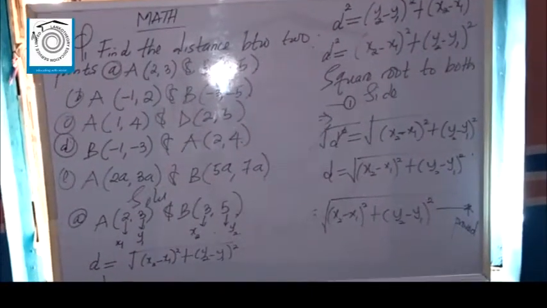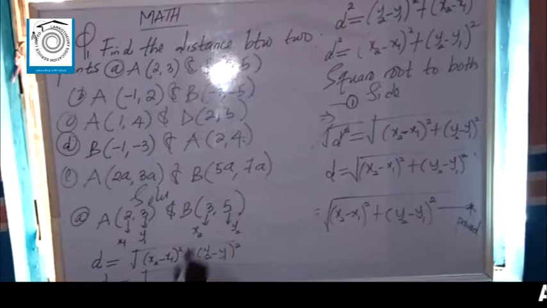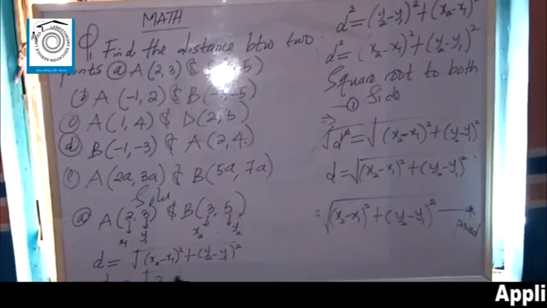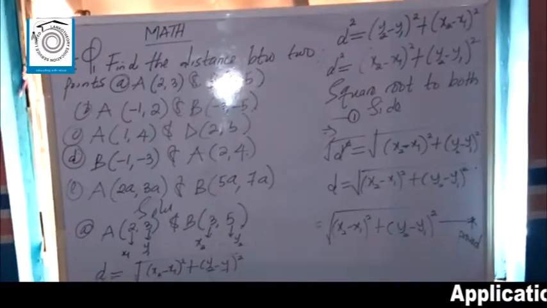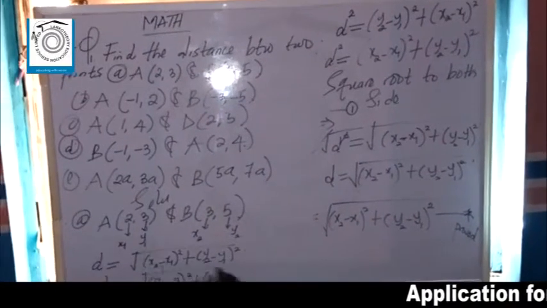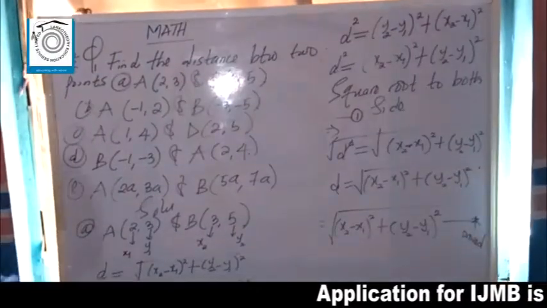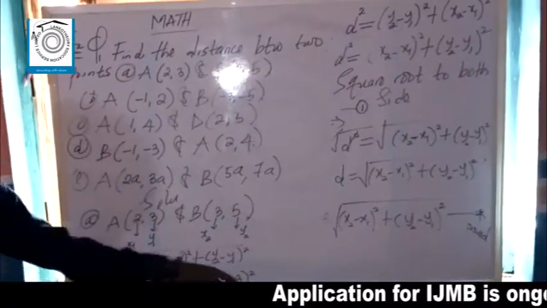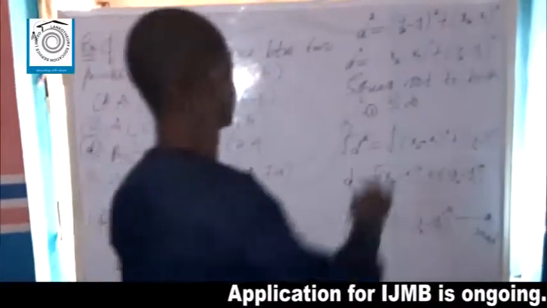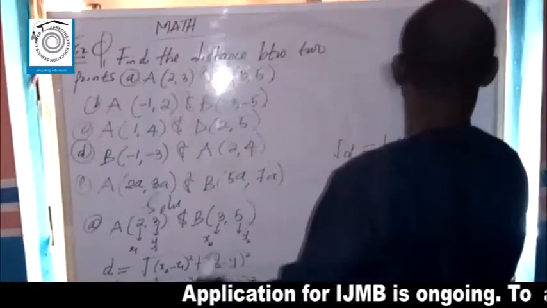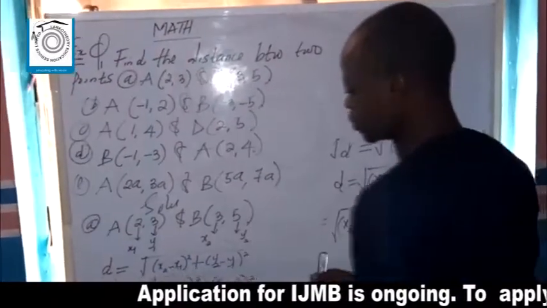The distance between the points will now be equal to the square root of, what's our x2? 3 minus x1, which is 2, raised to power 2, plus y2, which is 5, minus y1, which is 3, raised to power 2. If you simplify this further, 3 minus 2 will give you 1, and 5 minus 3 will give you 2. Which simply indicates that at this point, we can determine the distance between the two points.